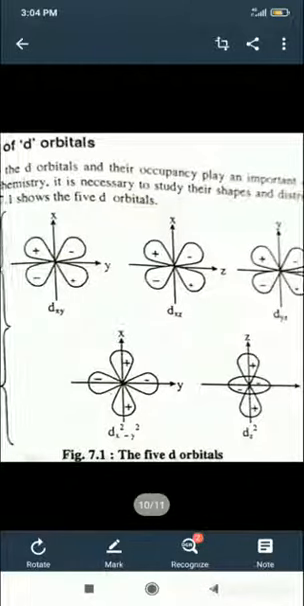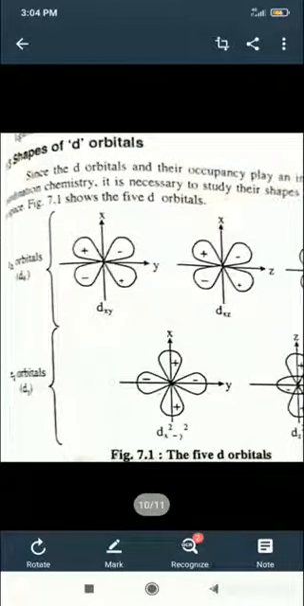So these two are termed as eg. E means double and g means equal, and those lobes are present on the axes.